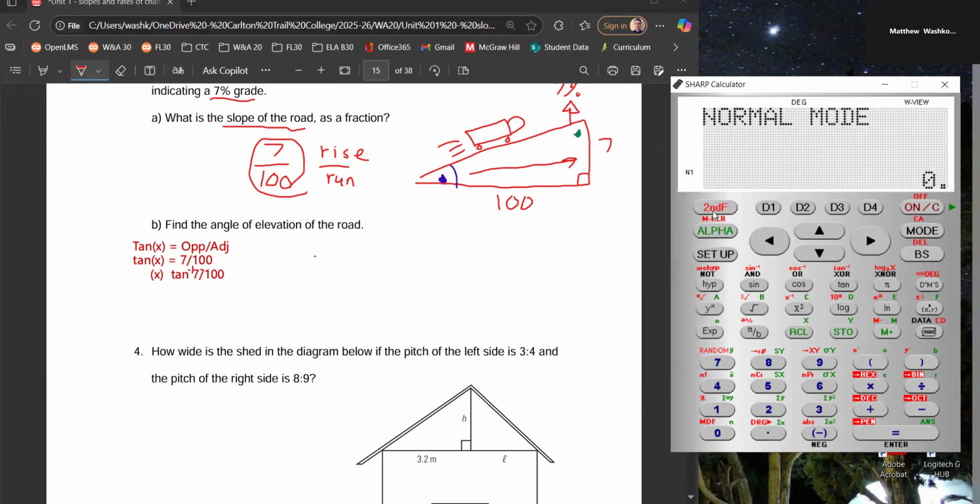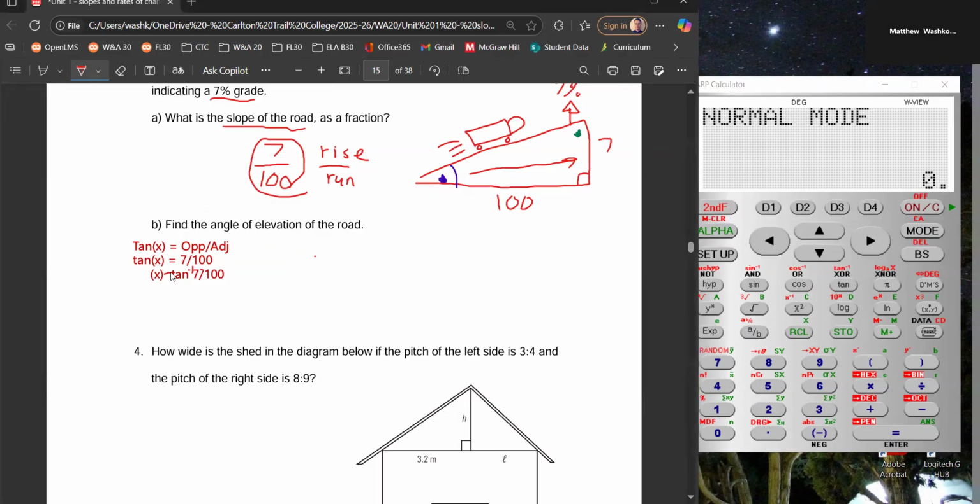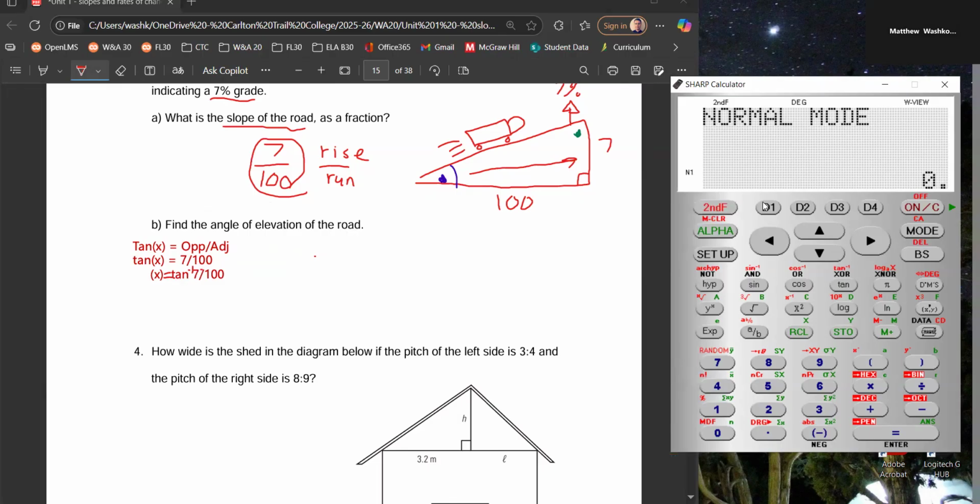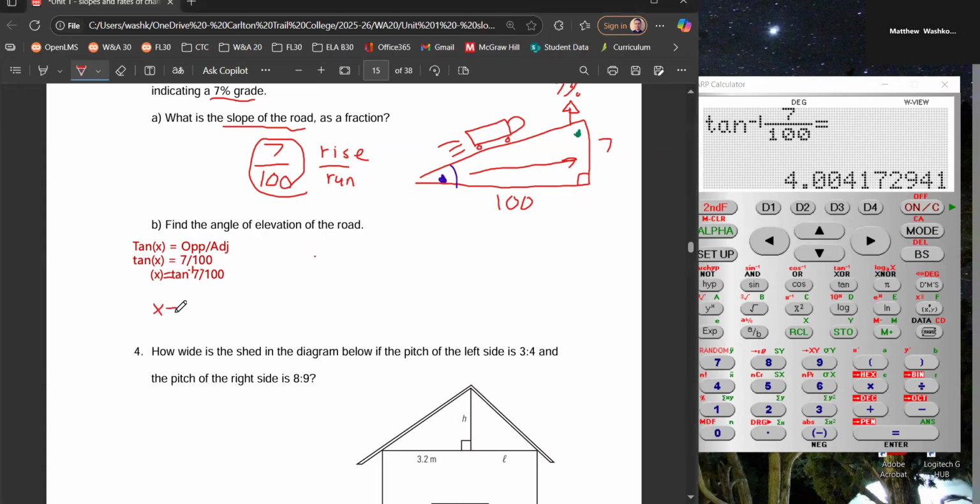Again, to do it in your calculator, follow along with me. Second function, tangent. You did it right because you see this -1 here. Fraction button, 7 over 100. Equals. You'll know you've done it right if you get some kind of a number bigger than 0. This is still a small number. This is saying that that angle is only 4 degrees.